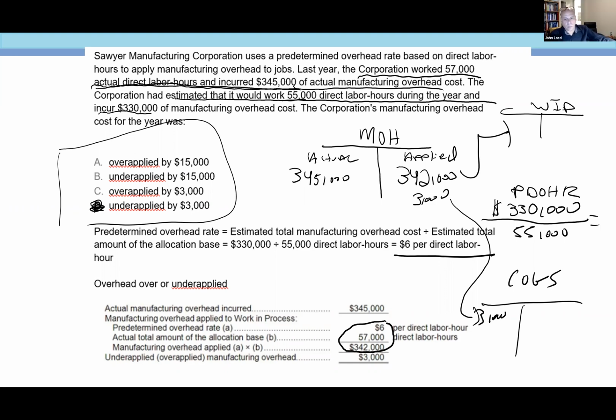Question. We had the question, is this going to be on the exam? Yes. Question.